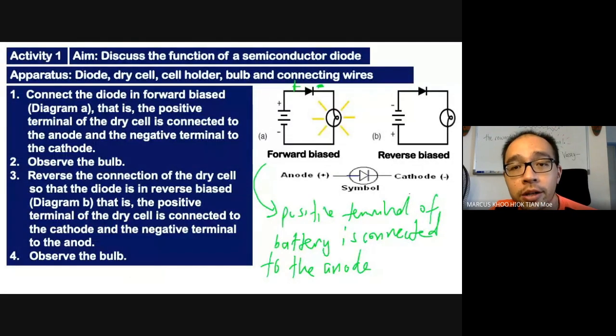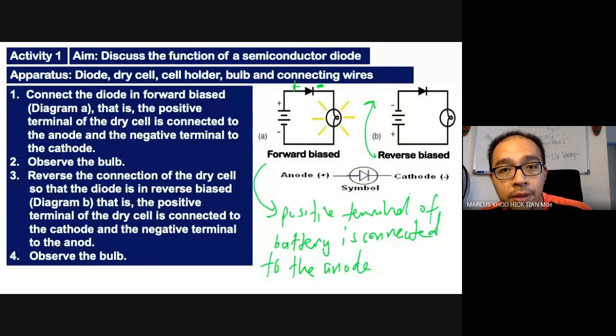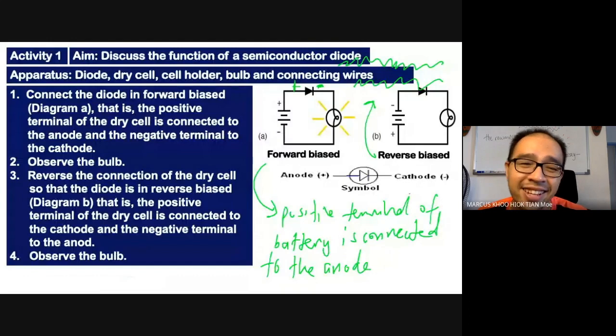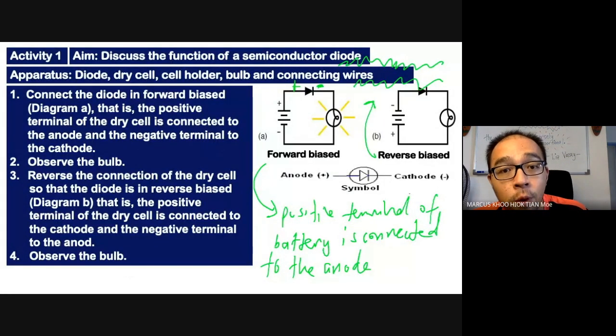Now look at the reverse bias. Look at which terminal is being connected to the anode of the diode. It is the negative terminal. So again, write down there in your module, reverse bias is the negative terminal of the battery is connected to the anode. Sorry, I'm too lazy to write the whole thing now. I don't have enough space. So this is a very important thing. When the diode is connected forward bias, the bulb will light up.